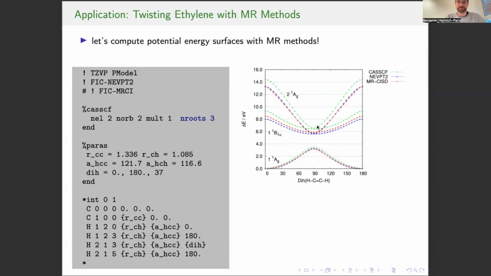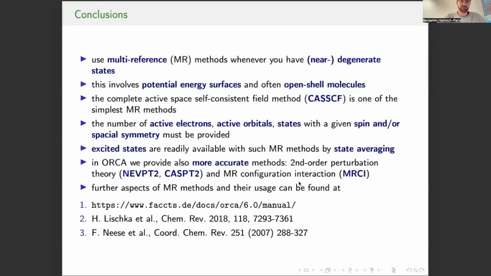So here I would like to summarize the small introduction to how to run multi-reference methods with ORCA. Only use multi-reference methods whenever you have near-degenerate states. If you don't have that, don't use them. There are much simpler methods available. However, multi-reference methods should be used whenever you study potential energy surfaces and if you have open-shell molecules.